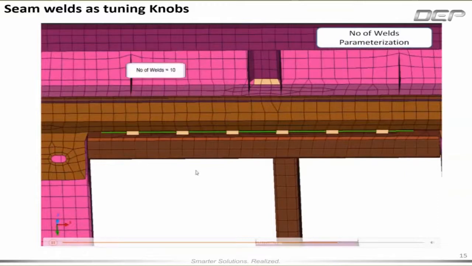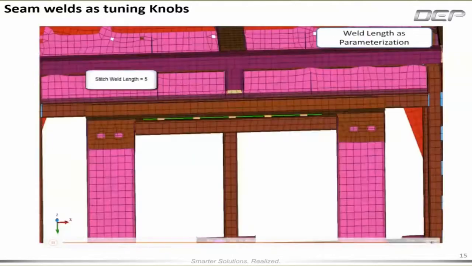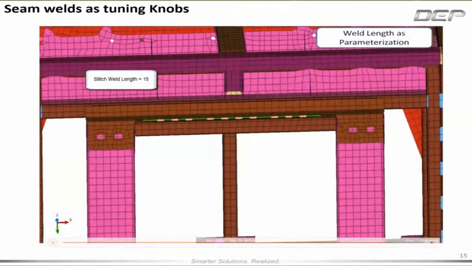And also we can provide the number of weld elements as a parameter, like how many weld elements there can be. So this is also one of the parameters, which you are seeing in the display. And this can be applicable for any type of welds, like quad weld or V quad weld. So all these can be applicable in this parametric weld approach.